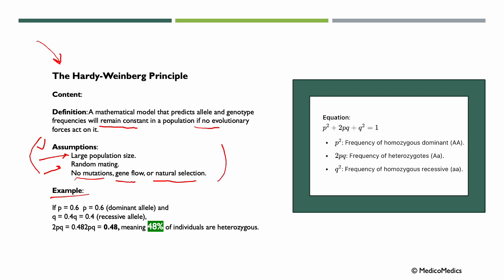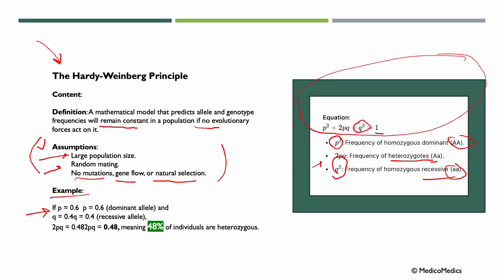Then we have a way to use this to identify how many percent of individuals are heterozygotes. So we have the equation here, right? p squared plus 2pq plus q squared is equal to 1. So p squared here is the frequency of homozygous dominant, so AA. 2pq is the frequency of heterozygotes, Aa, and q squared again, but for homozygous recessive, so aa.